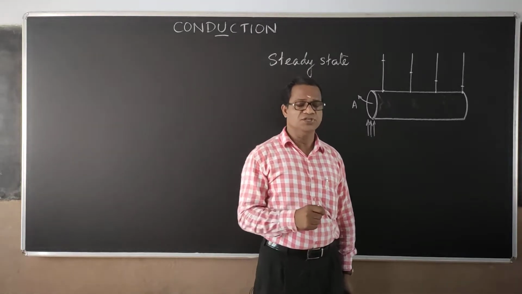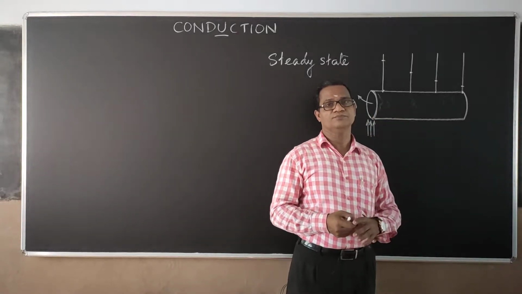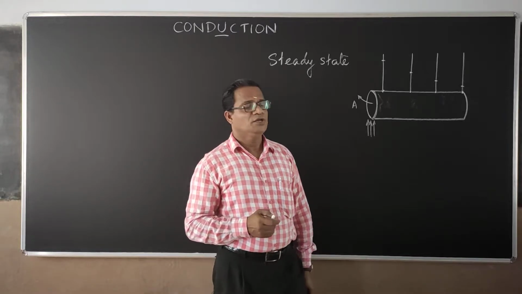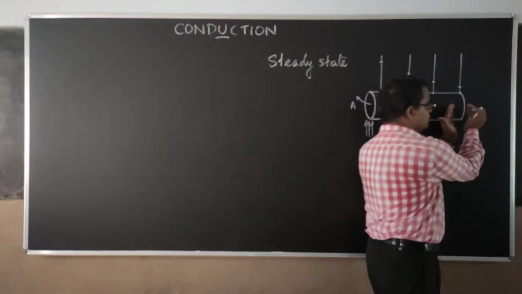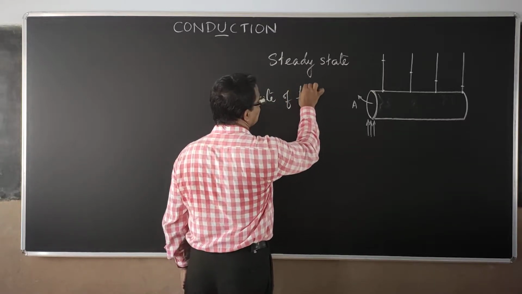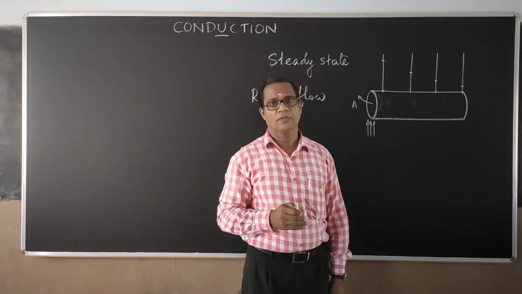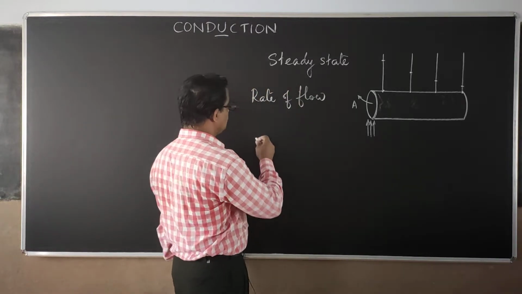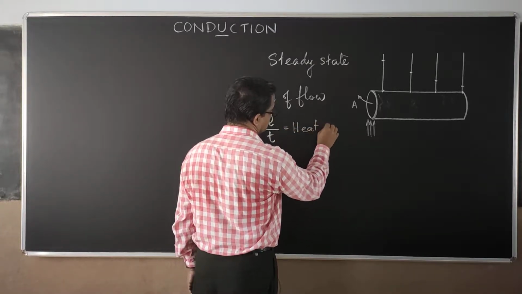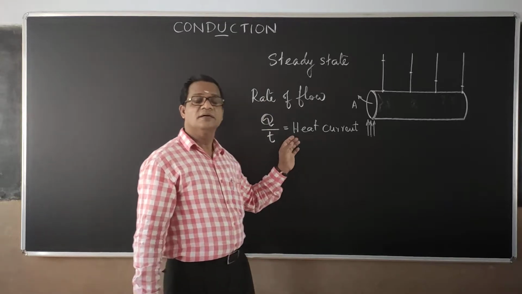Now when the steady state is reached, what is happening here is that the rate of flow of heat through any section of the conductor remains constant. If you take a small section here or here, you can see that the rate of flow of heat remains constant. This rate of flow of heat, the heat energy flowing per time, is also called heat current. Rate of flow is also known as heat current.